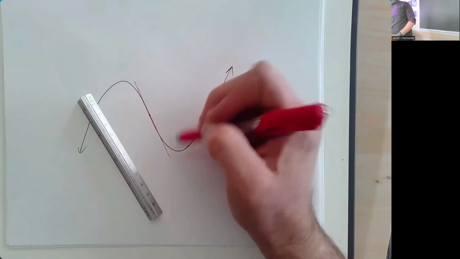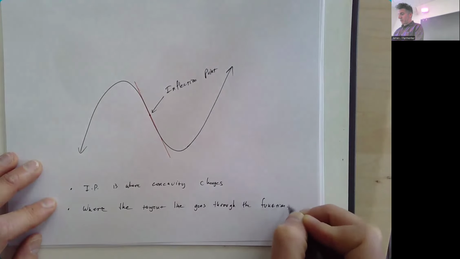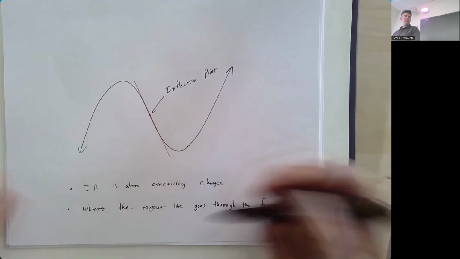And it's where the tangent line isn't always above or always below, but it literally goes through the function. Because on the side that's concave down, the tangent line is above, and on the side that's concave up, the tangent line is below. It's kind of neat.